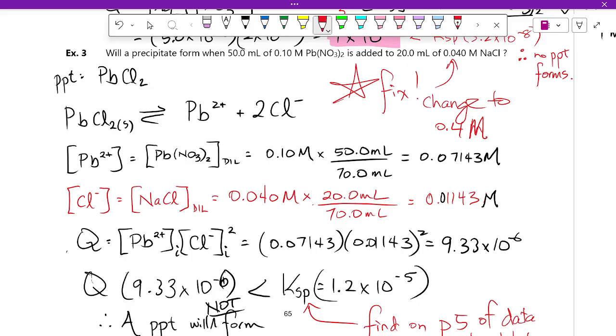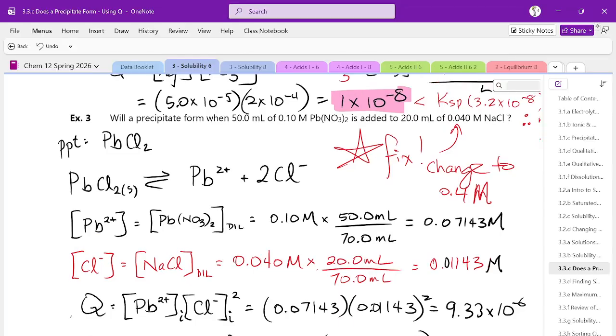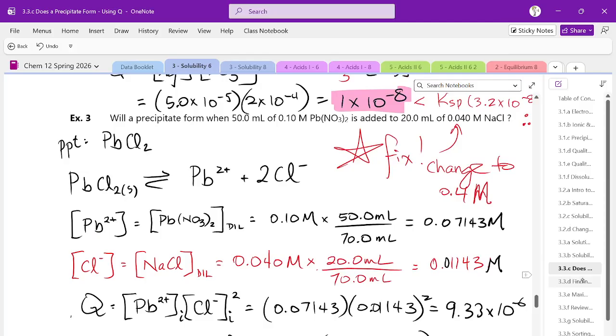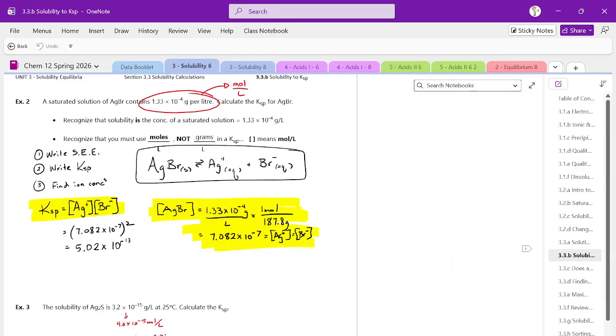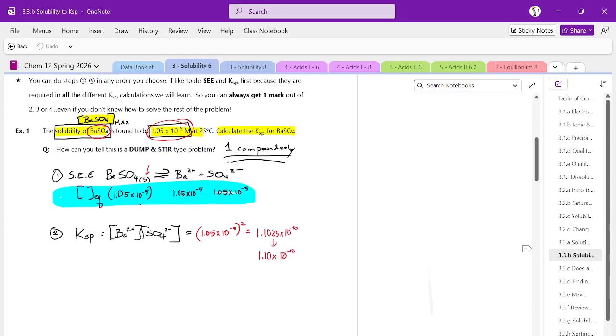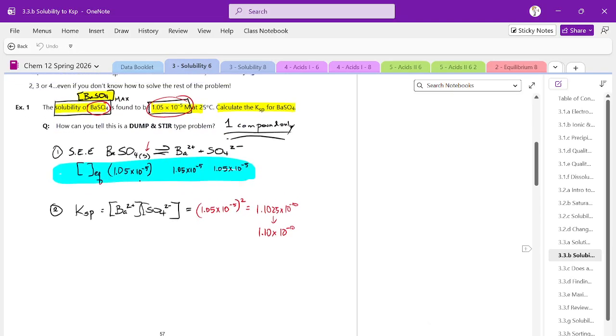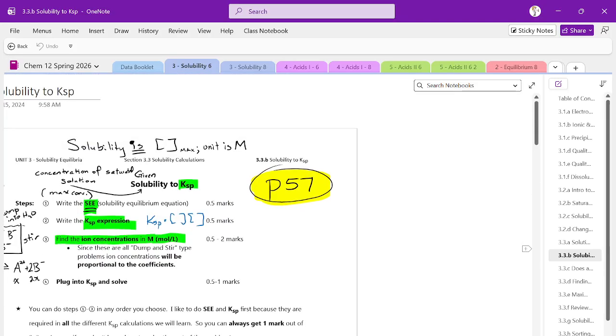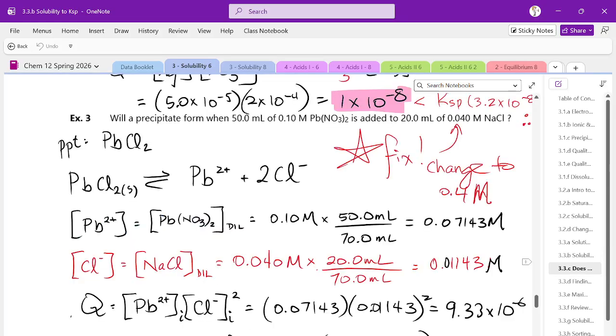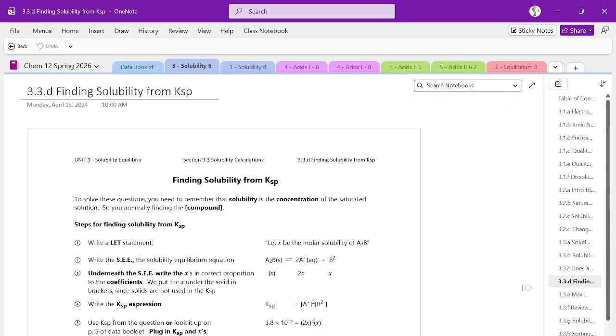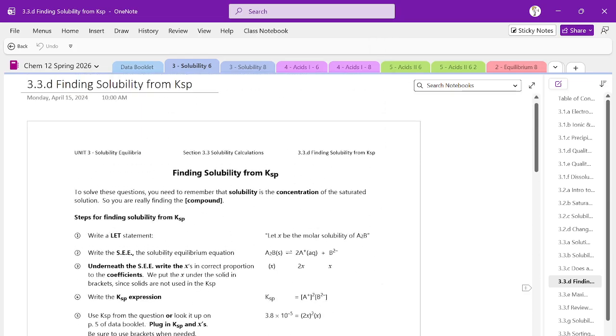Like I said, for whatever reason, my brain skipped over 3.3b last time. So we're going to go back and do that one today. Did we do it? Oh, we did finish. Never mind, we're good. And now we're going to do 3.3D, finding solubility from KSP. That is on page 67.